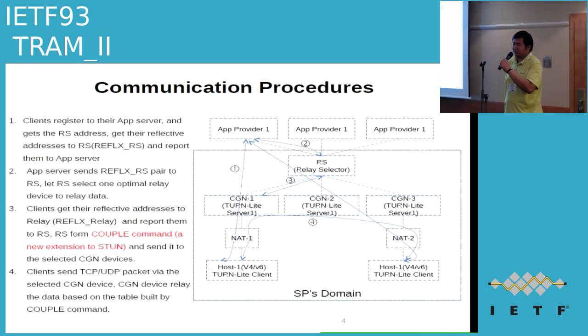This is a brief demonstration of how this architecture can work. The first step is that the clients register to their application server so that they can get the relay selector address. They can also get the reflexive address of the relay selector. Then the client reports the addresses to the application server. In the second step, the application server sends the reflexive address pairs to the relay selector, and based on these addresses, the relay selector can choose a proper relay device.